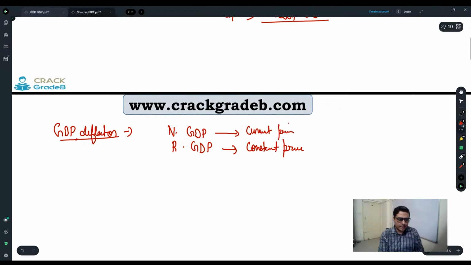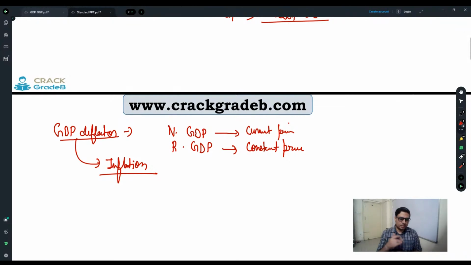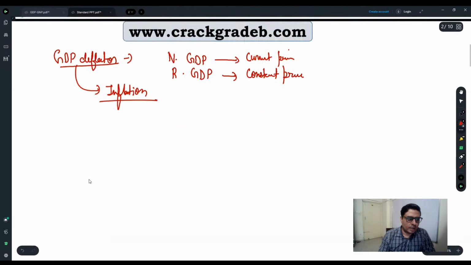So through the GDP deflator, we can know the rate of inflation. Through the GDP deflator, we can calculate how much inflation is rising in the country. On average, what is the rate of inflation in this country? So that is why we use the GDP deflator formula. Sometimes they directly ask this formula in the exam. What is GDP deflator?